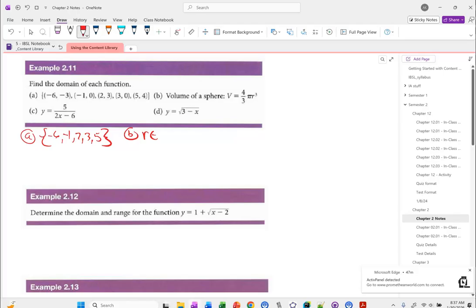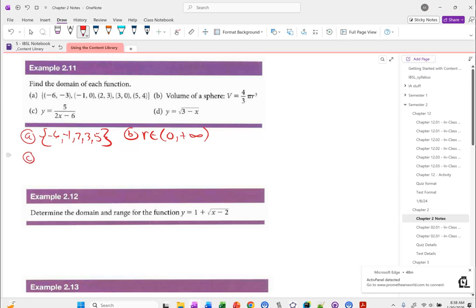It's just a length. So how do I write that using interval notation? 0 to positive infinity. Remember, the parenthesis in interval notation means not included in the set. So this is 0 is not included. What do I use if I wanted to include 0? A bracket.